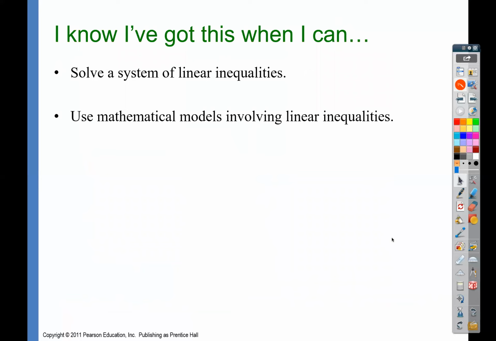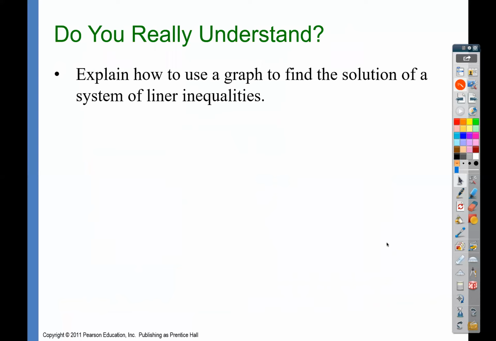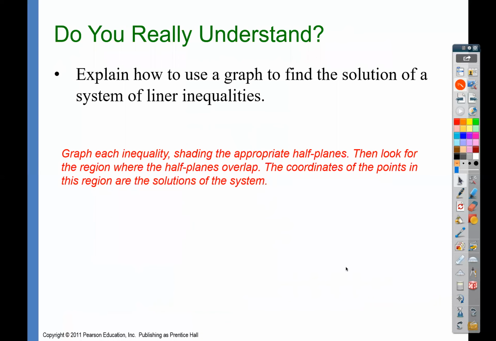So I know I've got this where I can solve a system of linear inequalities, use mathematical models involving linear inequalities. Do you really understand? So explain how to use the graph to find a solution of a system of linear inequalities. Graph each inequality, shading the appropriate half planes, then look for the region where the half planes overlap. The coordinates of the points in the region are the solutions of the system.